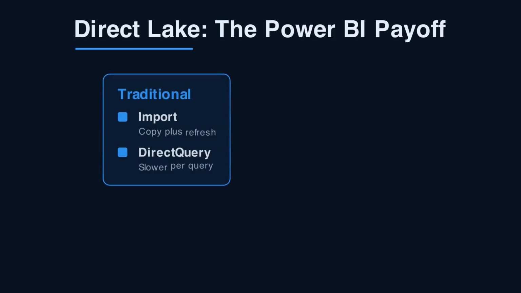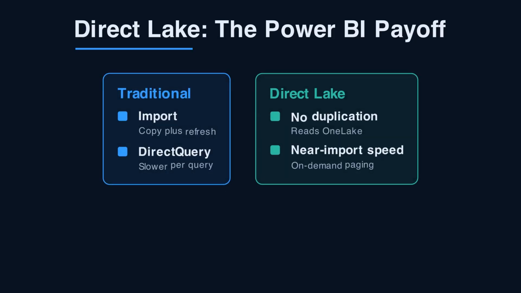Here's where the unified storage pays off. Traditionally, Power BI either imports data into an in-memory model, which means a copy and a refresh schedule, or uses DirectQuery, which is slower per query. Direct Lake mode is the third option. The semantic model reads Delta Parquet files straight from OneLake, paging columns into memory on demand. You get near import performance with no data duplication and no scheduled refresh. The catch: Direct Lake has guardrails on model size and falls back to DirectQuery when exceeded, so check the current Fabric docs for the limits tied to your capacity.